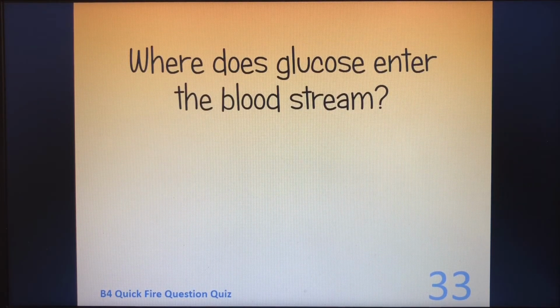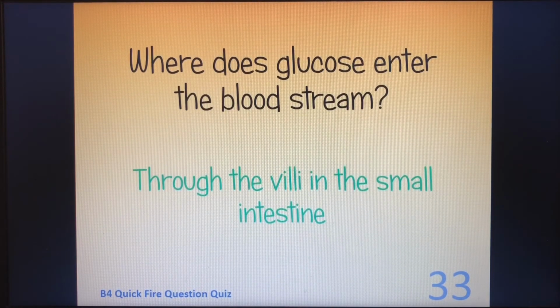Question 33. Where does glucose enter the bloodstream? So glucose goes through the digestive system. Which organ and which part of that organ does the glucose enter the bloodstream? Bit of a crossover one there from B2. And the answer is through the villi of the small intestine. Small intestine's fine. It's those villi that give the small intestine a larger surface area, and that's where the glucose goes into the bloodstream.